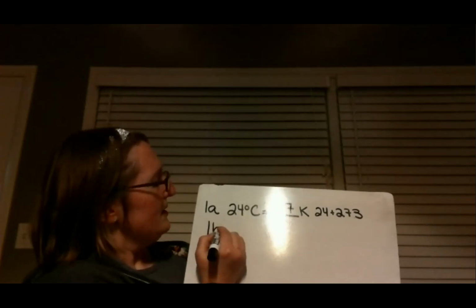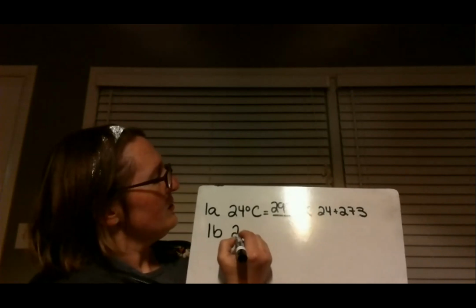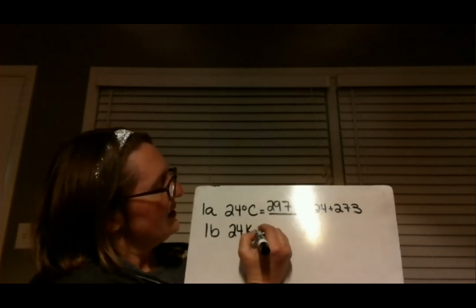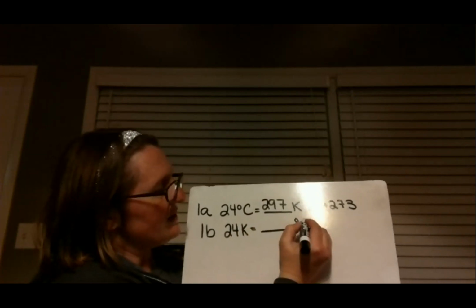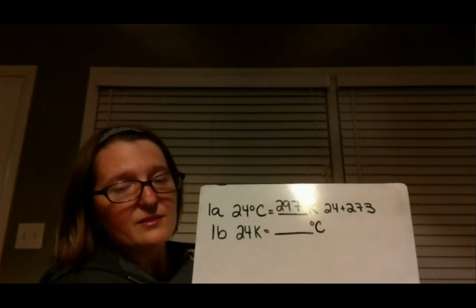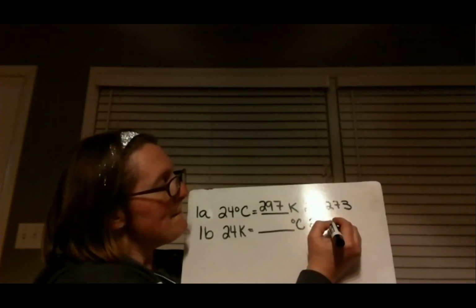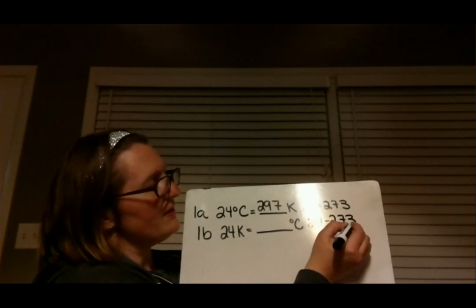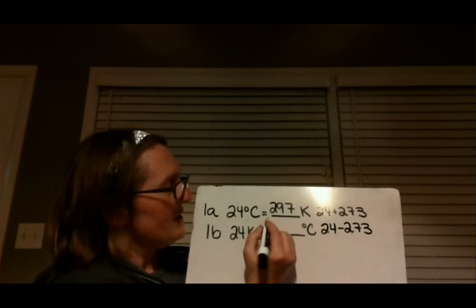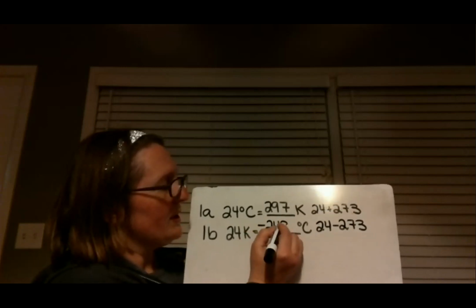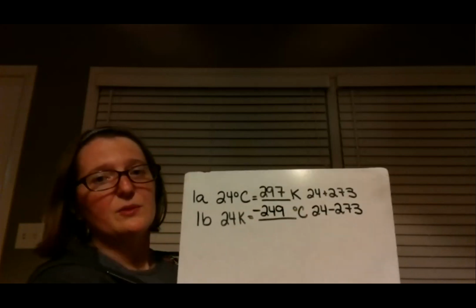For 1B, we're going to go from Kelvin, 24 Kelvin equals what degrees in Celsius? And in this case, we subtract. So we're going to take 24 minus 273. In this case, you'll get negative 249 degrees Celsius, which would be extremely cold.